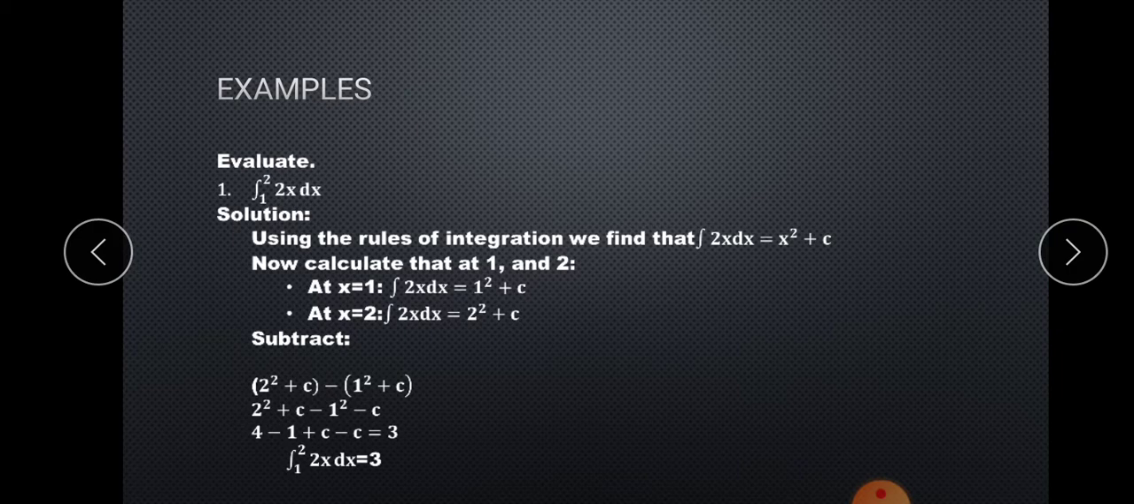Now these two results, we subtract. So we have 2 squared plus c minus 1 squared plus c. By simplifying, we have 2 squared plus c minus 1 squared minus c, which equals 4 minus 1 plus c minus c. So the result is equal to 3. So the definite integral from 1 to 2 of 2x dx is equal to 3. That is answer number 1.